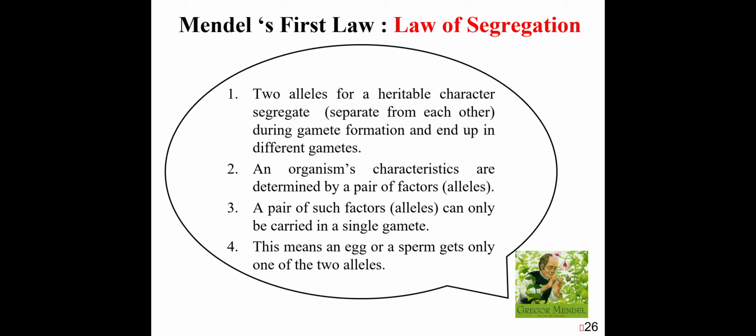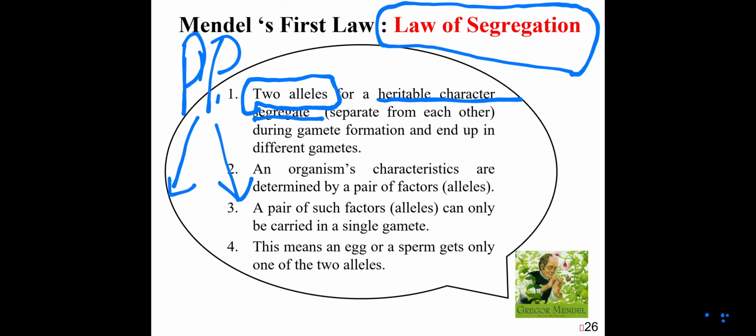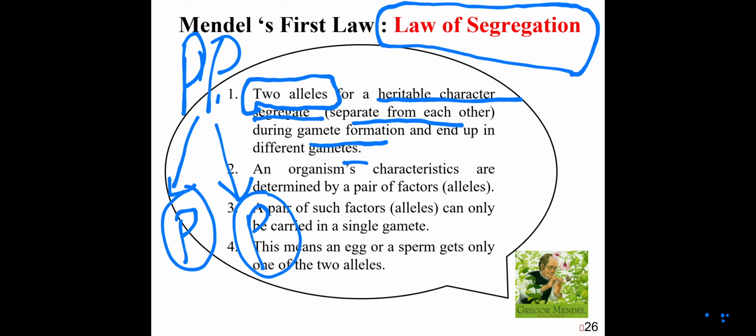Untuk monohybrid, Mendel came out with the first law that we call Mendel's First Law, which is the law of segregation. Apa maksud segregation? Basically separation. So kita tahu setiap parent akan ada dua allele. Contohnya P besar, they're going to have two alleles. The genotype will consist of two alleles for a heritable character that segregate. So setiap allele ni akan segregate, berpisah dan akan berada dalam satu gamet. Separate from each other during gamete formation and end up in different gametes.